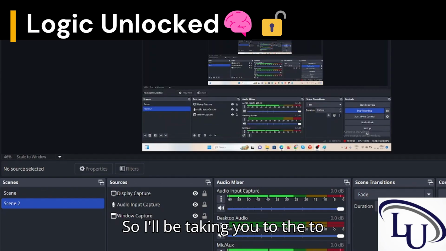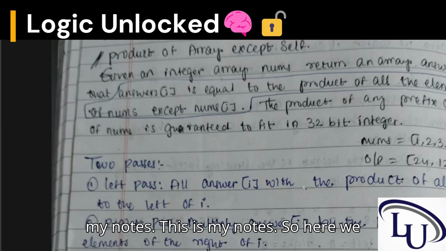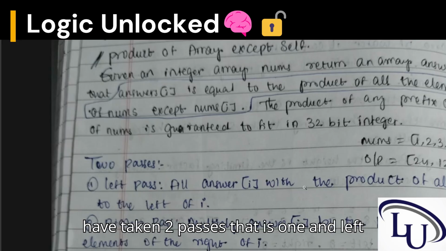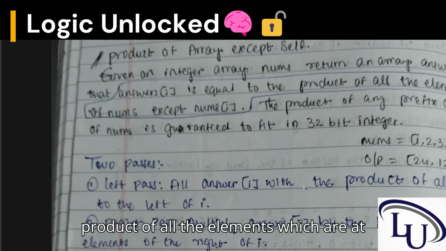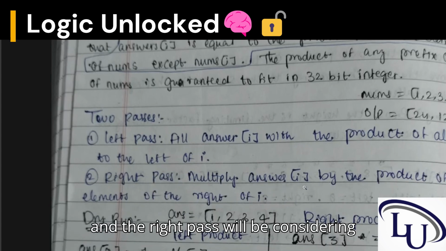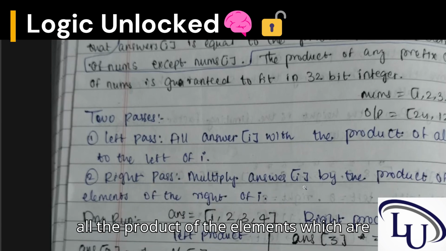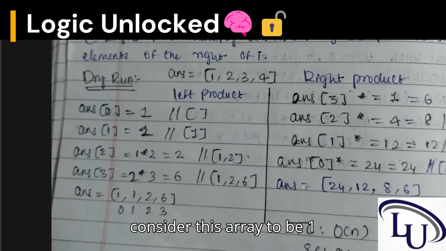So I'll be taking you to my notes. This is my notes. Here we have taken two passes. One is the left pass, which takes the product of all the elements on the left side of index i, and the right pass will consider the product of the elements on the right side of the index. So if we consider this array to be 1, 2, 3, 4, we will be taking the left product.